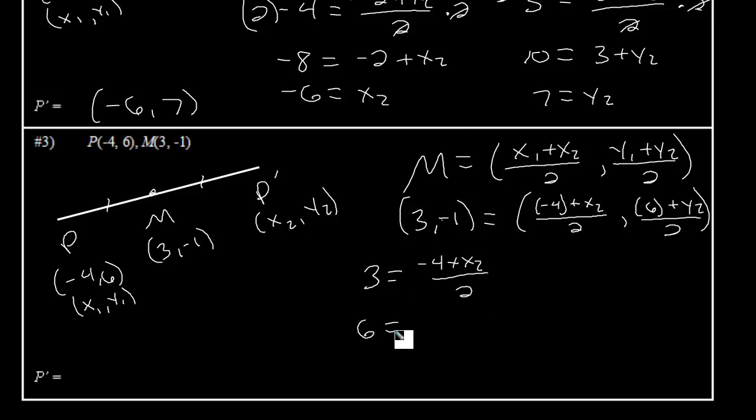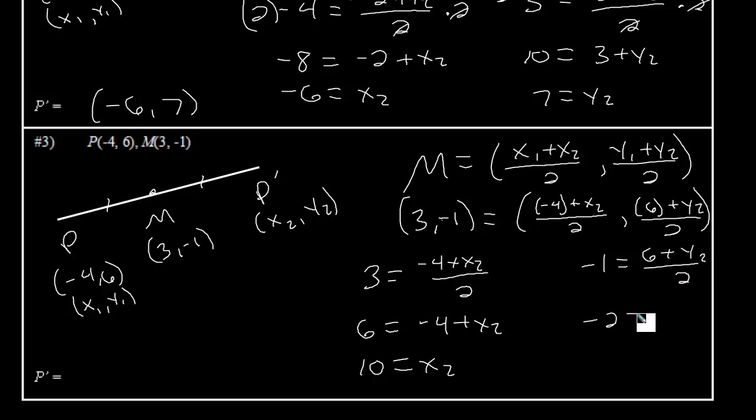If I multiply both sides by 2, I get 6 is -4 plus x sub 2. If I add 4 to both sides, I get x sub 2 is 10. So the x value of P prime is 10. Second equation, I got -1 is equal to 6 plus y sub 2 over 2. If I multiply both sides by 2, I get -2 equals 6 plus y sub 2. Therefore, -8 is y sub 2. -2 minus 6 is -8.